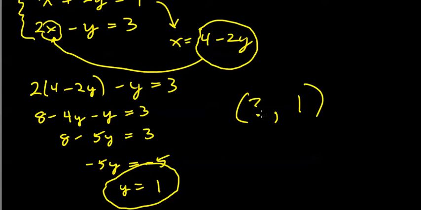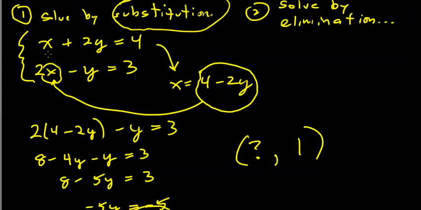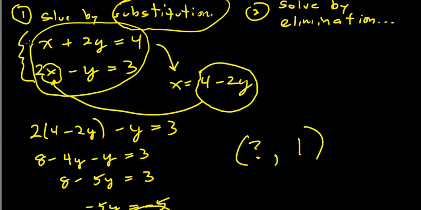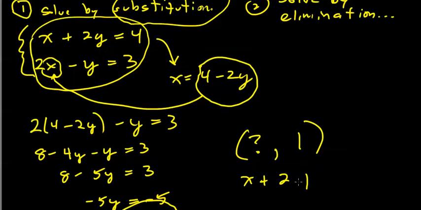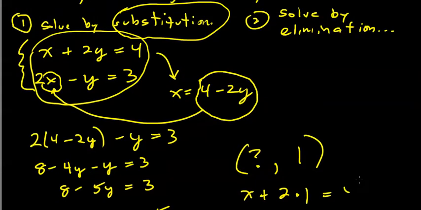What I can do then is go to either of these equations, since my point of solution has to solve both, plug in the y value of 1, and solve for x rather easily. I'm going to pick the first equation, x plus 2y equals 4, and sub in y equals 1. So x plus 2 times 1 equals 4.